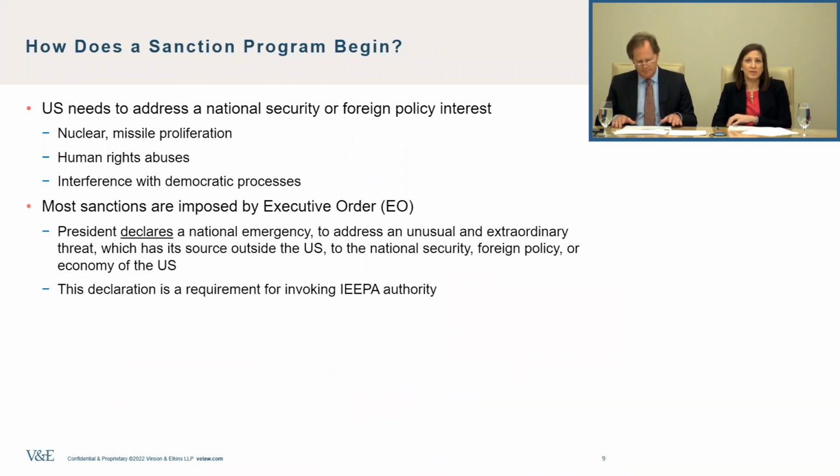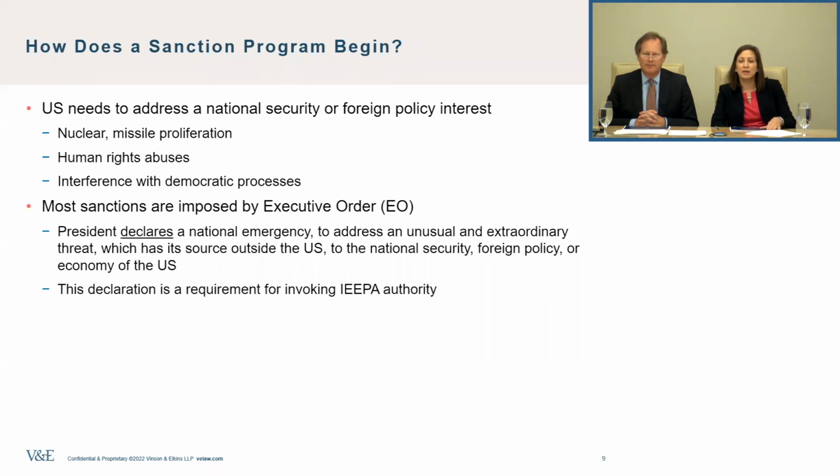So a sanctions program begins when the United States needs to address a national security or foreign policy issue. Some of the examples are listed there on the slide, and most are under IEEPA, as Dave mentioned, which requires the president to declare a national emergency that is necessary to address a threat originating outside of the United States to the U.S. economy or national security or foreign policy. So before OFAC can issue sanctions under the authority of IEEPA, the president makes that declaration in an executive order that authorizes the Secretary of the Treasury to go forward with the sanctions program.